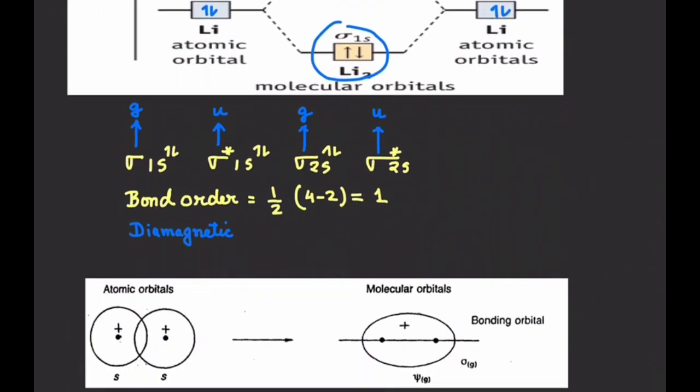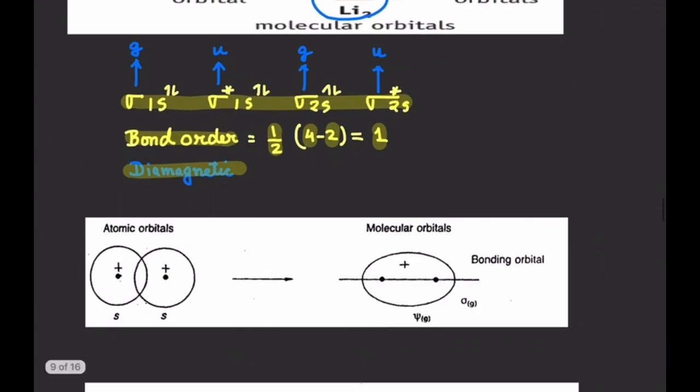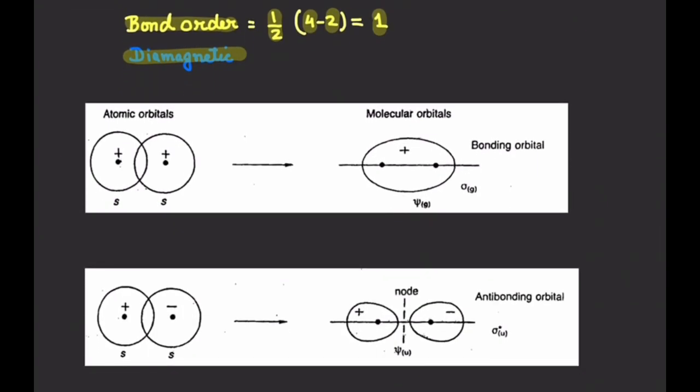Here this is the electronic configuration of lithium molecule, and we have calculated the bond order. Bond order is half times bonding electrons, which is 4, minus anti-bonding electrons, which is 2, so the bond order is 1. Or from valence electrons also we can calculate: there are 2 electrons in bonding molecular orbital and none in anti-bonding, so the bond order is again 1. There is no unpaired electron, so we can discuss the magnetic behavior: lithium molecule is diamagnetic in nature.